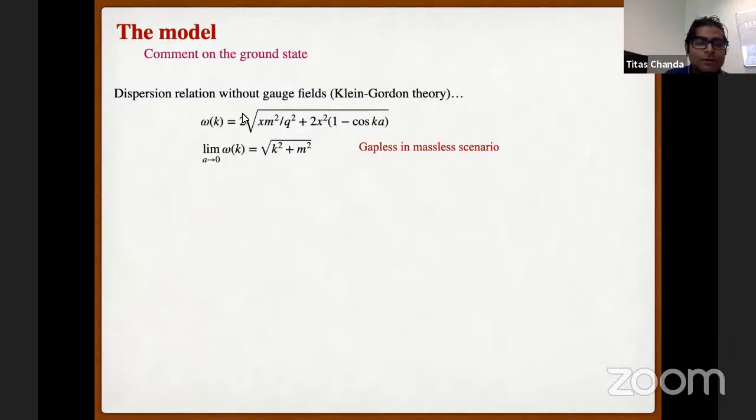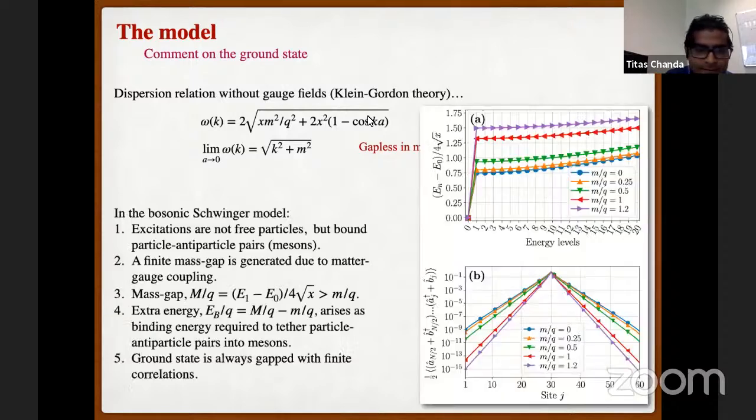And let us have some comment also on the ground state of the system. Say we have a free Klein-Gordon theory, that is, there is no gauge field. Then this is an integrable model. We can find the dispersion relation on a lattice, and in continuum, it gives back our relativistic dispersion. And this is gapless in the massless scenario. However, in the bosonic Schwinger model, the excitations are not free particles, but they are bound particle-antiparticle pairs, which we simply call mesons. And due to that, a finite mass gap is generated due to this matter gauge coupling.